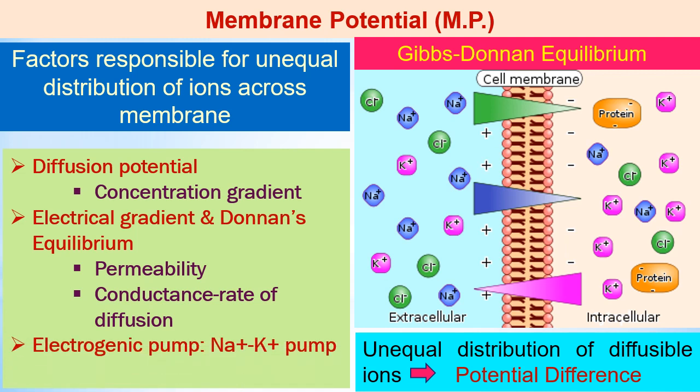The third factor responsible for unequal distribution of ions is the electrogenic pump or sodium potassium pump, which is an ATP dependent protein channel which can transport sodium ions and potassium ions against their concentration gradient, and that's why they contribute to the unequal distribution of ions. The fourth factor is the presence of sodium potassium leak channels, through which sodium and potassium can easily leak through the plasma membrane from inside to outside or outside to inside according to their concentration gradient.